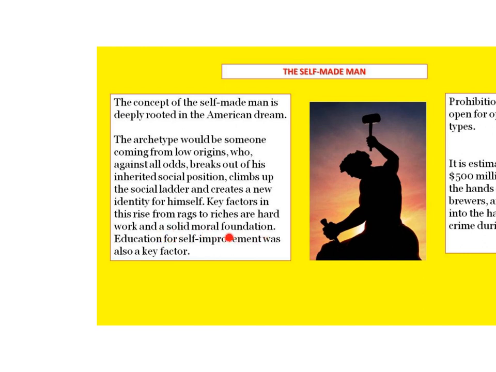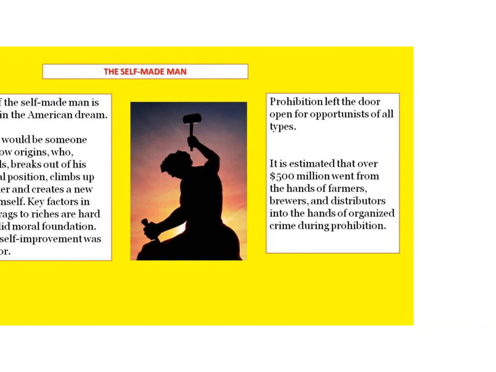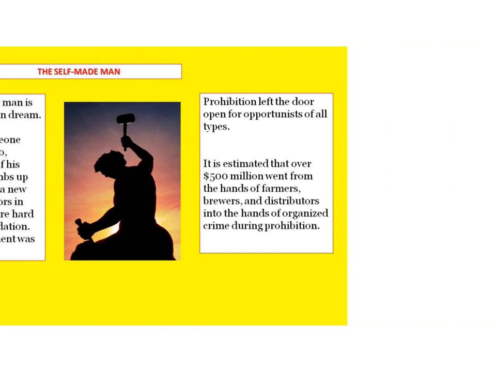So, obviously, the sale of alcohol is deeply prohibited at this time. So, we've not got a character who tries to get there by an honest day's hard work. So, he differs slightly in terms of other versions of American protagonists in American literature trying to gain social mobility and prosper in the land of opportunity. Education for self-improvement was also a key factor. We'll have a look at that in a moment. Just a little interesting historical piece here. Prohibition left the door open for opportunists of all types.